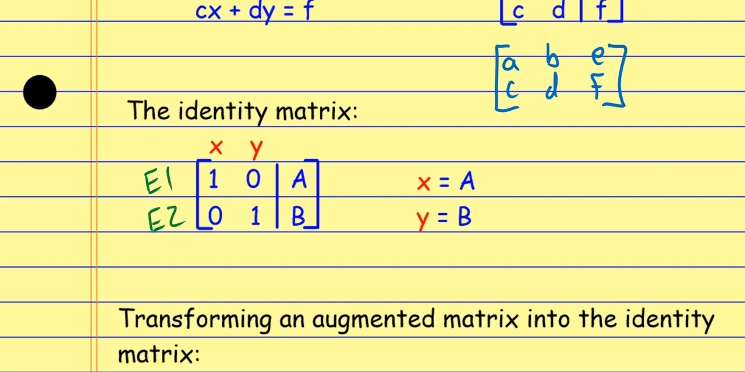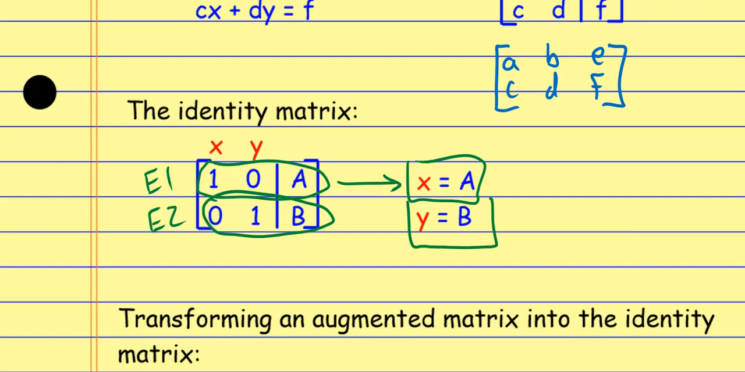So if you translate that back into an equation format, this first equation is just saying, hey, 1x without any y's equals a, so x equals a. The second line of this thing is saying that no x's plus 1y equals b.